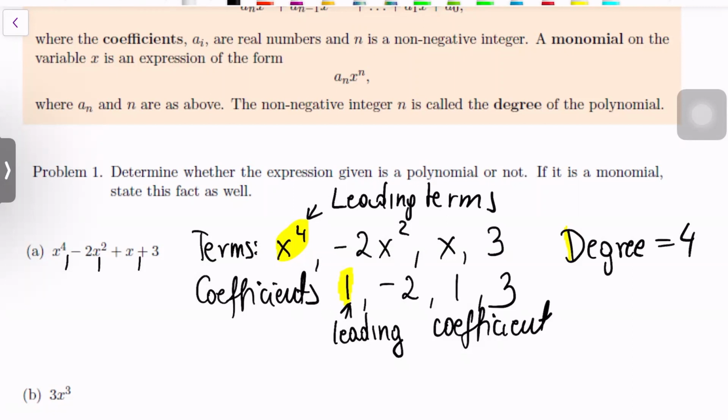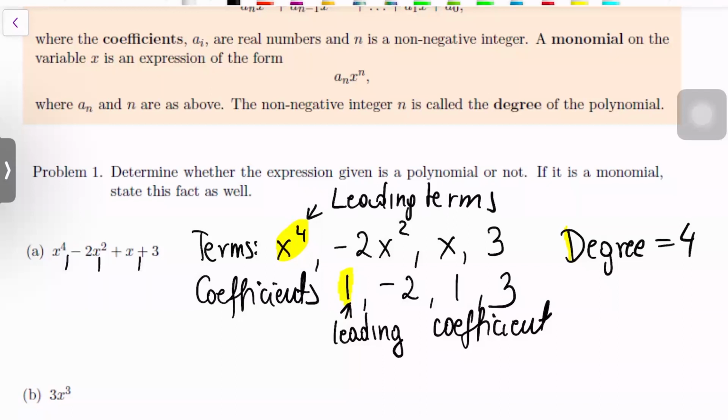All right, but I didn't even read the question of what we're supposed to do. I just wanted to remind you of all the terms that we're going to use. And here it says: determine whether the expression given is a polynomial or not. If it is a monomial, state this fact as well. A monomial is a polynomial that has only one term. A binomial has 2 terms, and a trinomial has 3 terms. And basically, we don't use names above trinomials.